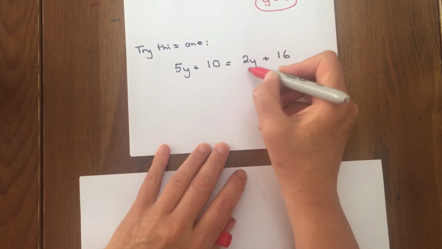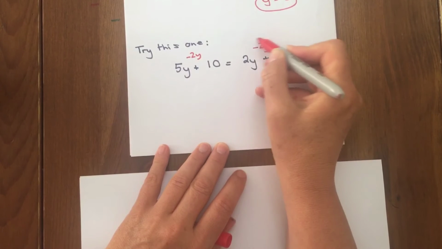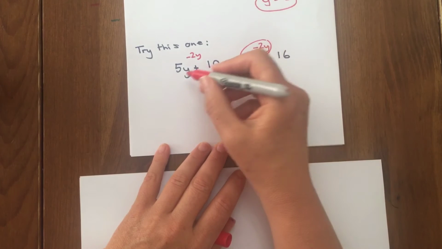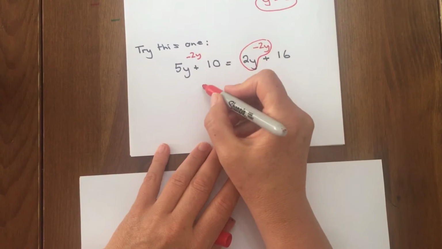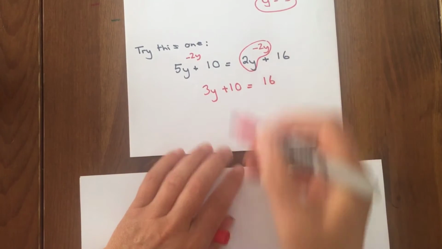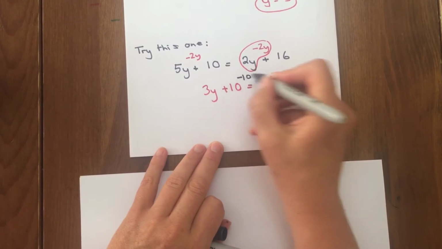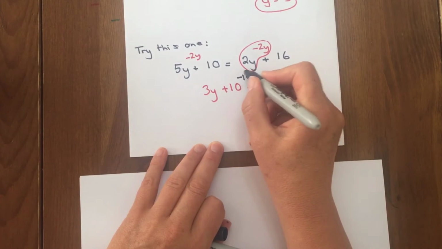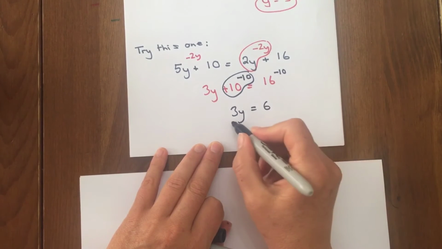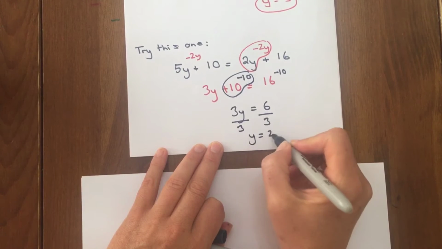Right, so we're going to take away 2y from both sides. The reason we take away 2y is that 2y and minus 2y will cancel. So 5y take away 2y is 3y. I've still got 10 left, equals 16. Now the opposite of adding 10 is to take away 10 from both sides. So this will cancel. And I've got 3y equals 6.